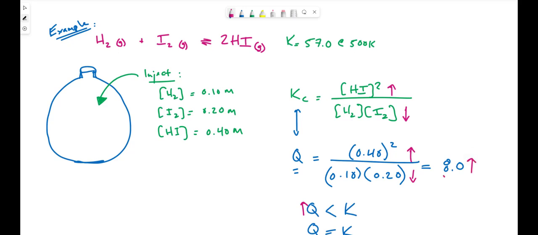That's going to result in a net increase in Q, and that's going to proceed by having the reaction go from left to right. So that would be the direction this reaction would run if we charged this vessel with all three of these species at these concentrations. Where would it stop? Well, it would keep going until the quotient Q is exactly equal to 57, K for the reaction.